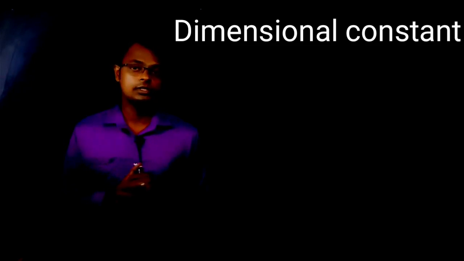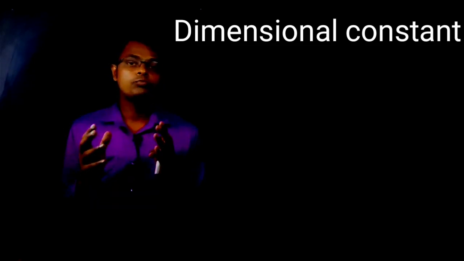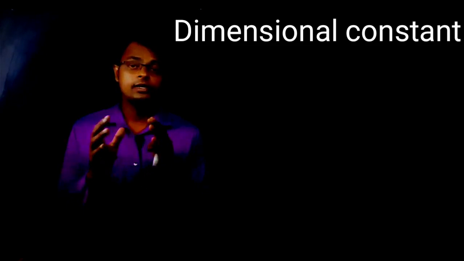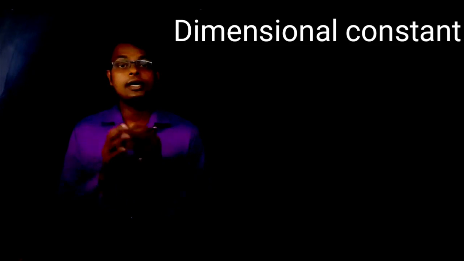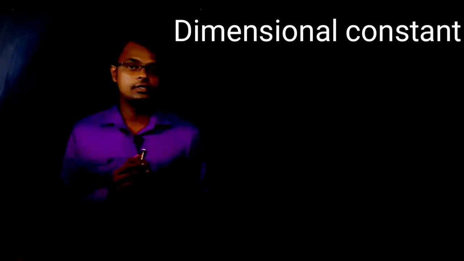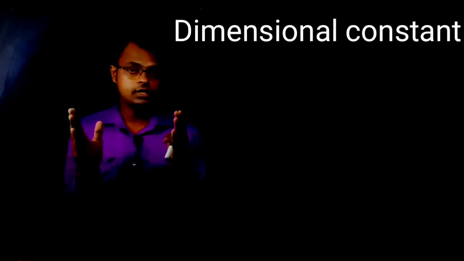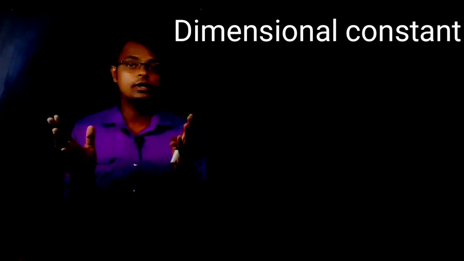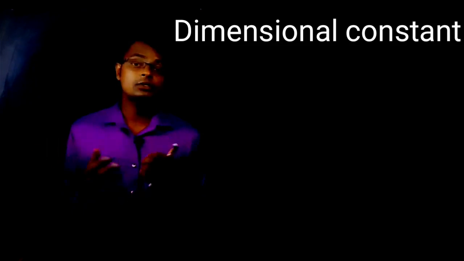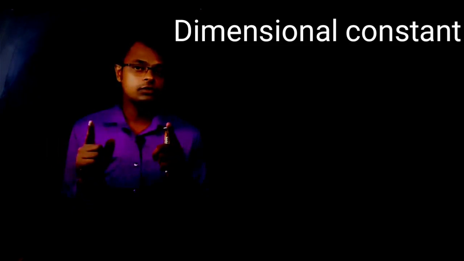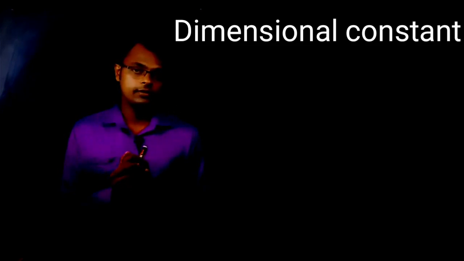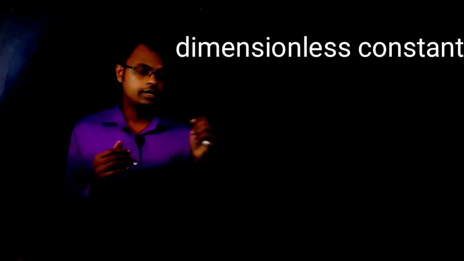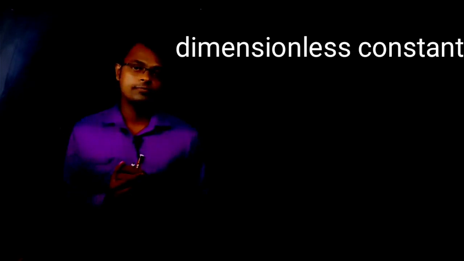Dimensional constant: the physical quantity which possesses dimensions and whose values are constant. That is called dimensional constant. Example, gravitational constant. It has dimensions and the value is a constant value. Planck's constant has dimensions, or has a unit, and the value is a constant. Okay. Next one is dimensionless constant.